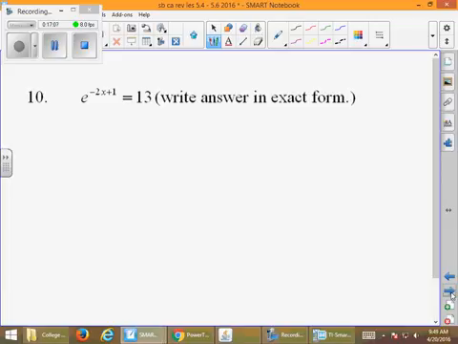like bases. Always think like bases in terms of solving this. But we can never turn e into 13. We can never turn 13 into e. The only thing that we can do is we can put a natural log into both sides. Natural log, because eventually we're going to get to the point of finding natural log of e like we could have done on problem number 7. But this is natural log of e to the negative 2x plus 1 equals natural log of 13.